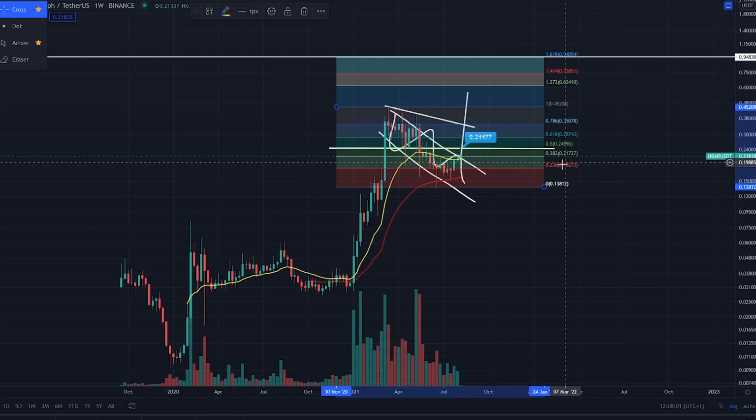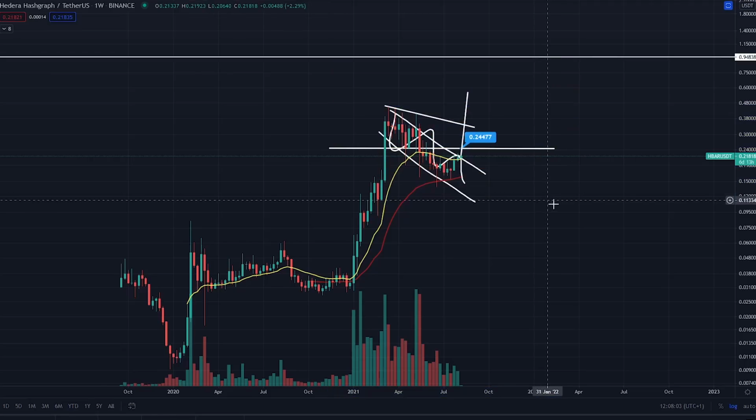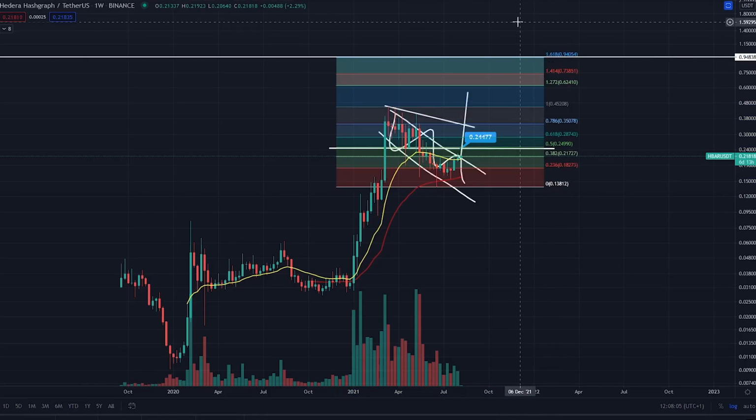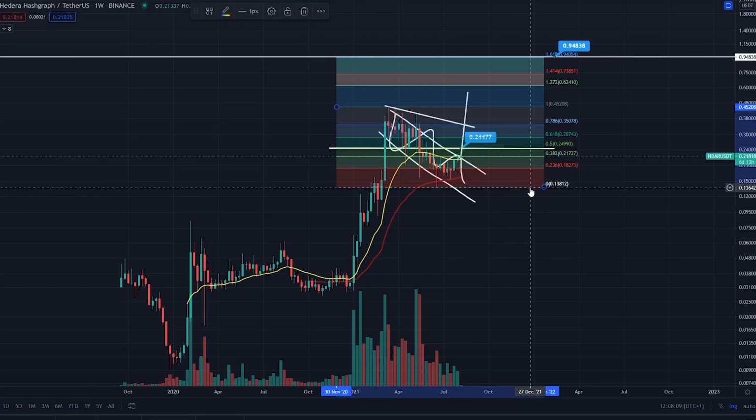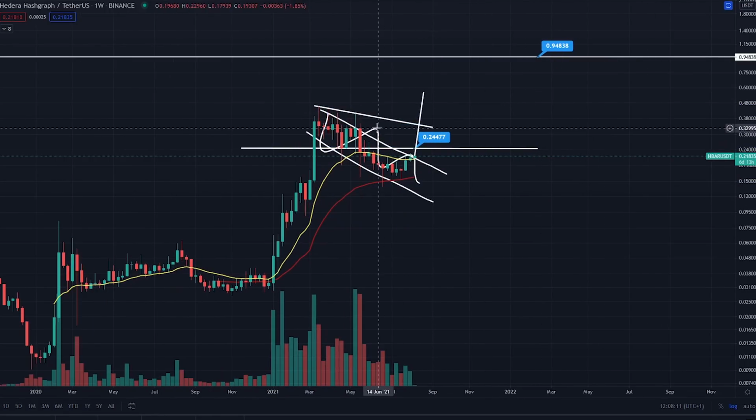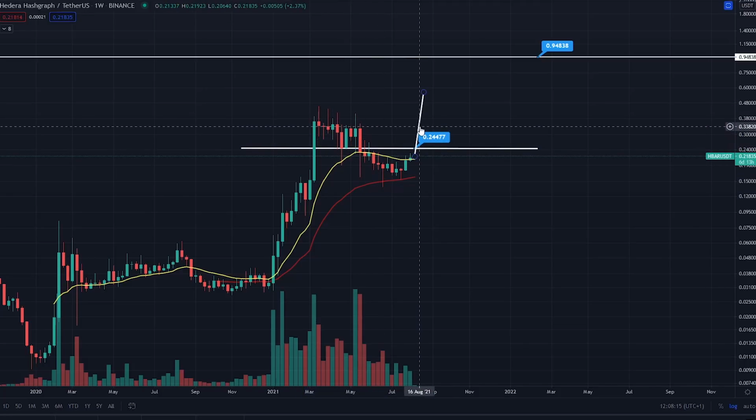Now, full transparency, if you do start to roll here for Hbar and you lose a key level of support, I'm going to show you this key level of support right now, then this gives precedence to the fact that you will potentially enter this bear market here for Hbar.